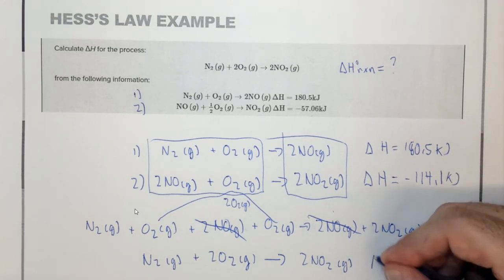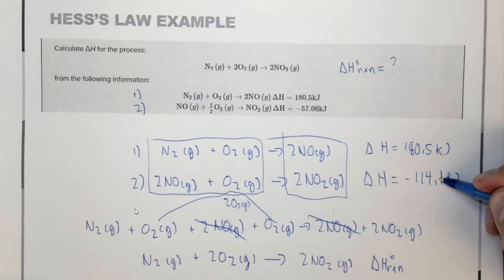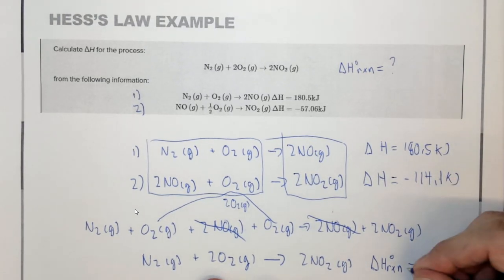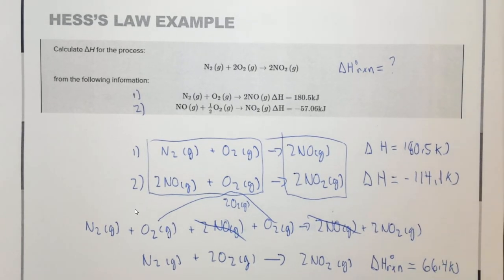So the enthalpy of the reaction is this one plus this one. When you add those two together, you get 66.4 kilojoules. Remember, that's for the reaction as written: 1 mole of nitrogen, 2 moles of oxygen, and 2 moles of NO2.